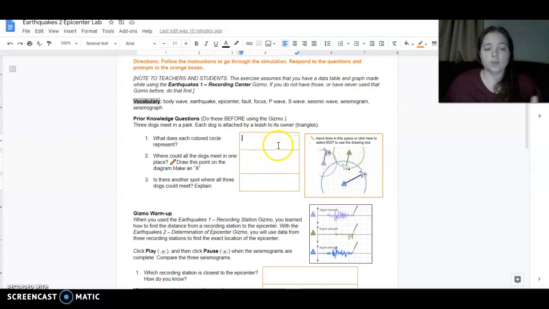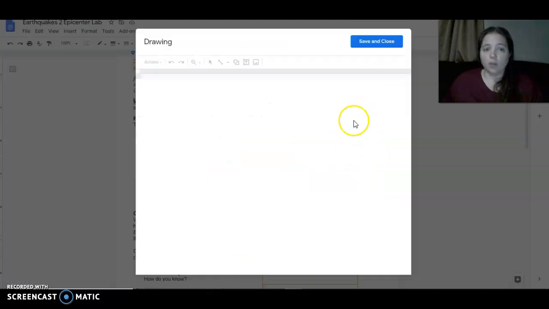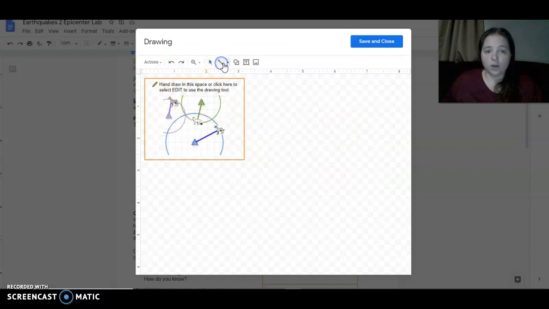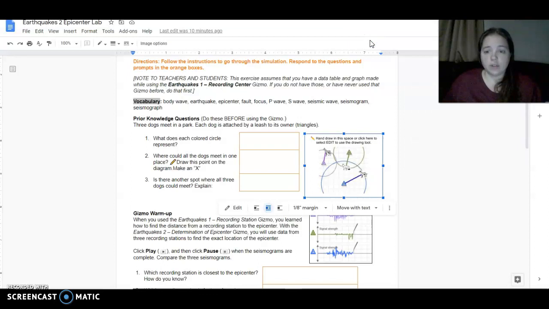So you're going to look at this prior knowledge section. You're going to tell me what these circles mean. And then you're going to draw an X to tell me the one place where all three could meet. To do that, you double click, and it'll bring up this drawing. You're going to click down to scribble, and you're going to be able to draw. Then you're going to save and close and X out of it. Is there any other spot where the three dots can meet?